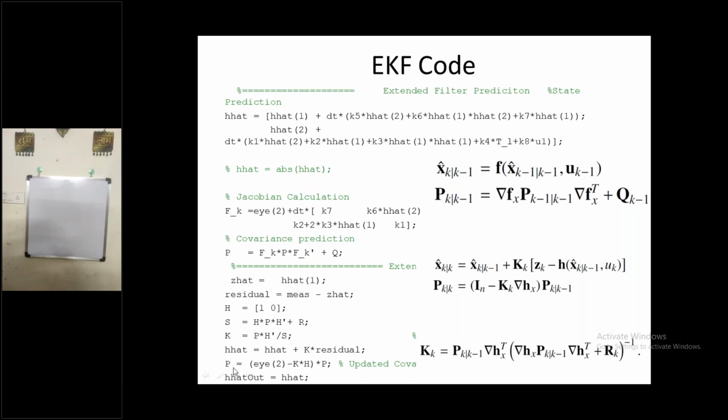And the updated one, P equal to I minus KH into P. So I minus KH into P is the updated one. Then this is the x hat for the next iteration. It will keep on rotating through prediction and update. So now I will show you how the results will look like.